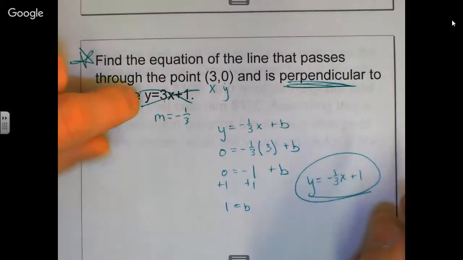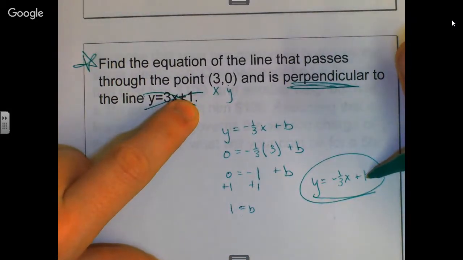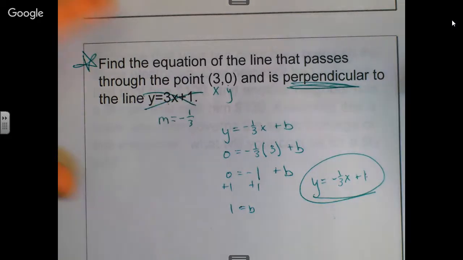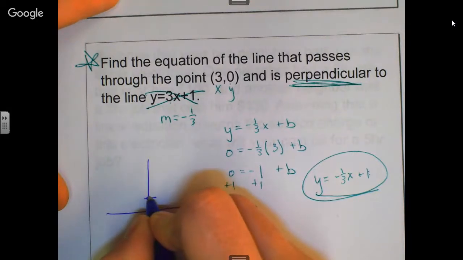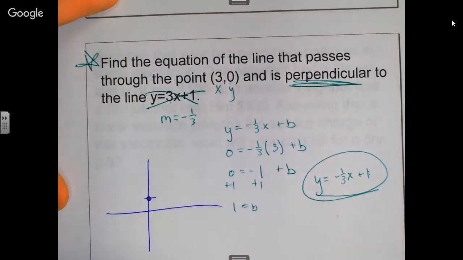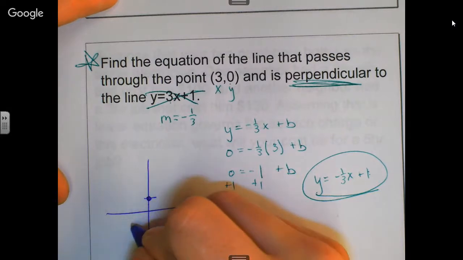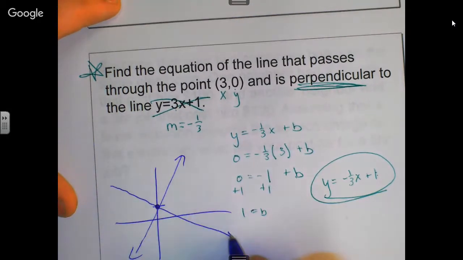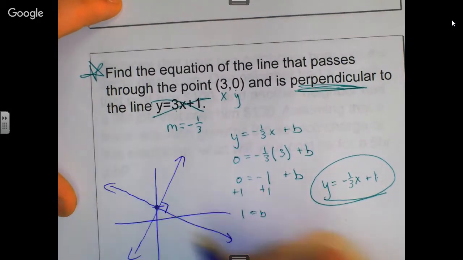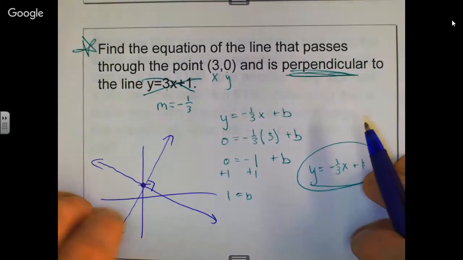You will notice in this case, they had the same b value or the same y-intercept. What does that tell me about my picture? Well, that tells me that on the y-axis at 1 is where these two lines are intersecting. So I might have a line that looks like this, and then I'll have one perpendicular like this, makes it 90 degrees right there, but they intersect at that point 0, 1.